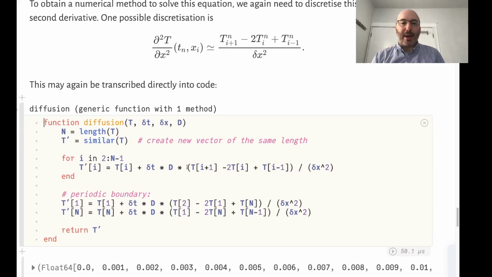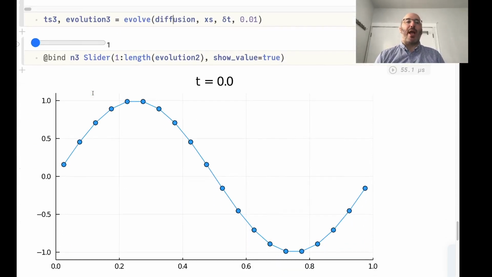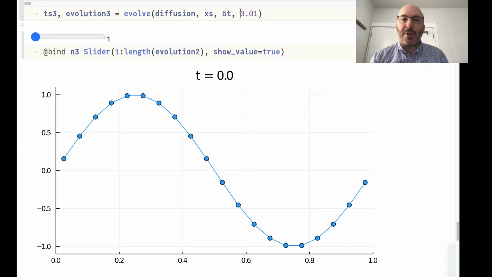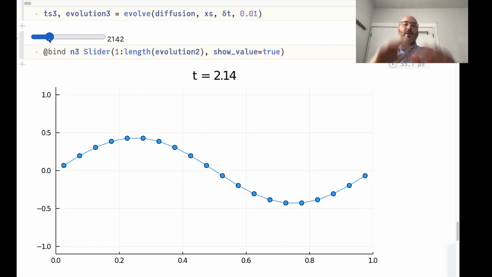So again, we can write that directly into Julia, taking into account the boundary conditions in the same way, and we'll call that diffusion. And now we can evolve diffusion in the same way. And what do we see? So I've used a small diffusion coefficient, and what we see is that this profile spreads out over time.